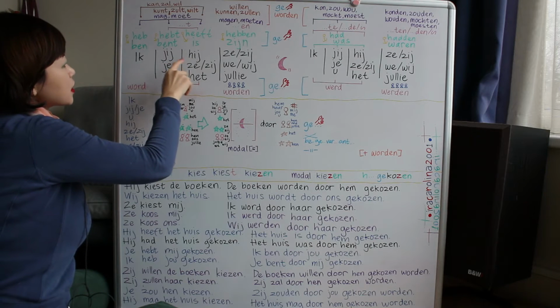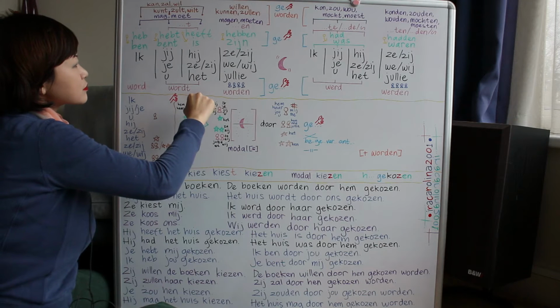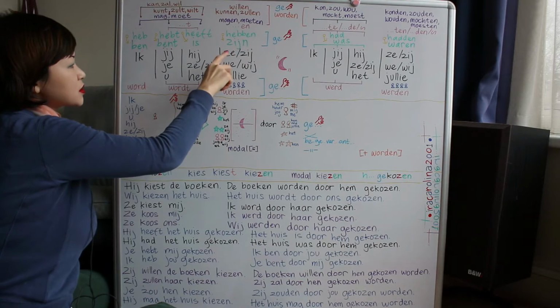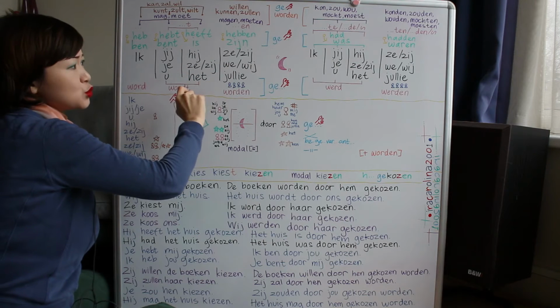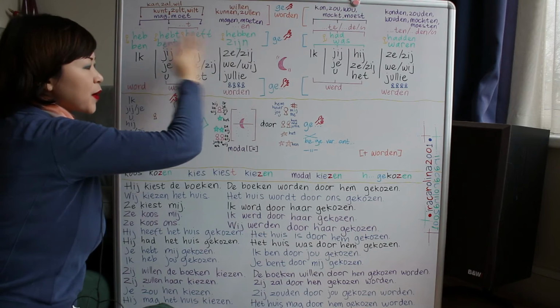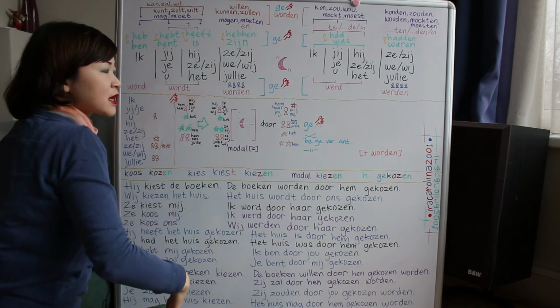You. He, she, it: hij, ze, zij, het. They: ze, zij. We: wij. You guys: jullie. This part is for the present time, this part for the past time.